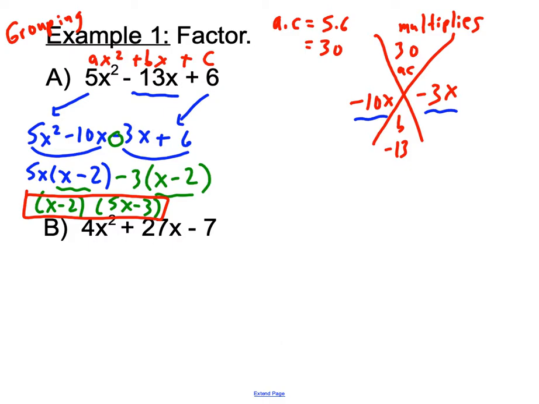Right. So let's come down here and do the next set. 4x squared plus 27x minus 7. Again, I want to think what multiplies to give me ac. ac there is 4 and negative 7, so 4 times negative 7.